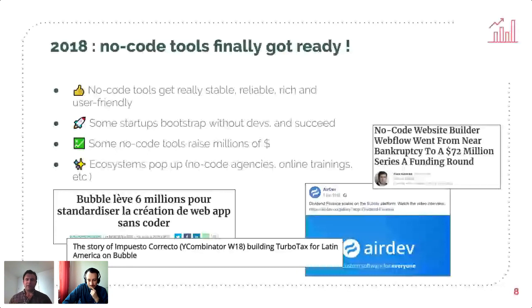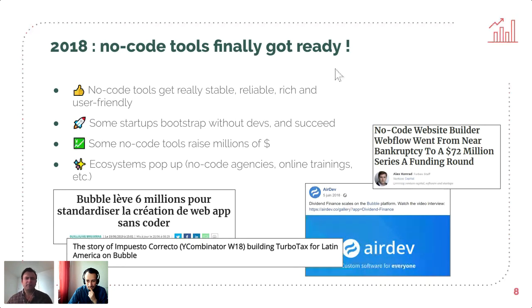But all those tools were just emerging. They were not very mature. That was not really stable. It was rich, but you were limited. And 2 years ago, in 2018, with Alex, we really saw some real strong signals of the maturity of no-code. First, no-code tools got really stable, reliable, rich, and user-friendly. When we tested them again, we said, oh, they really changed. Webflow, Bubble.